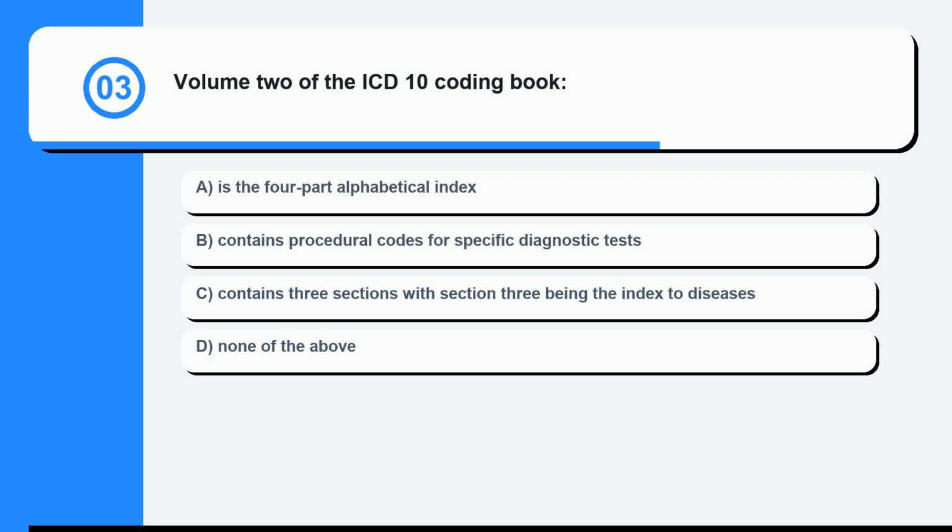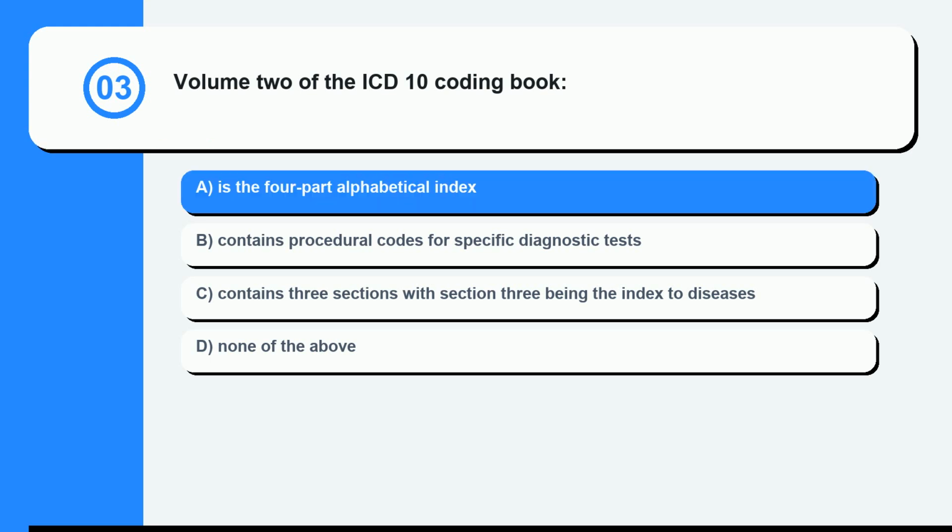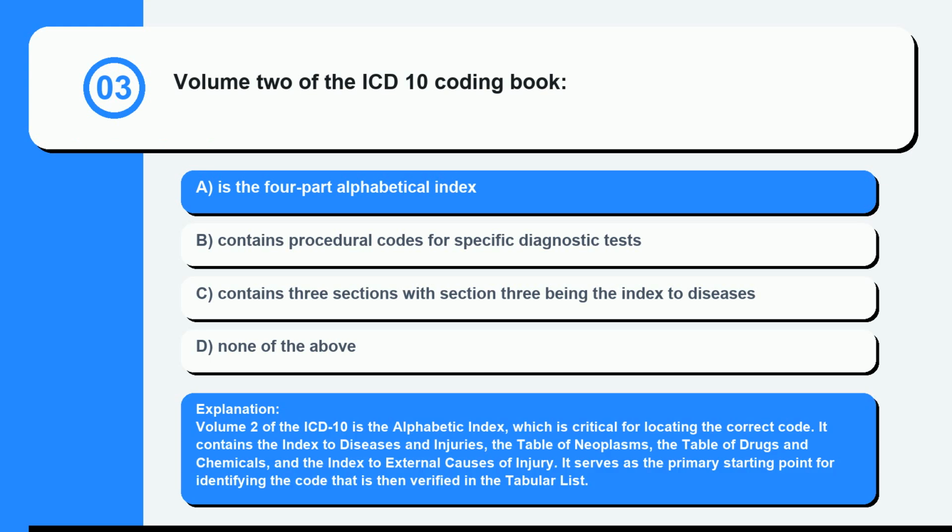Question 3. Volume 2 of the ICD-10 coding book A. Is the 4-part alphabetical index. B. Contains procedural codes for specific diagnostic tests. C. Contains 3 sections with Section 3 being the index to diseases. Or D. None of the above. The correct answer is A.